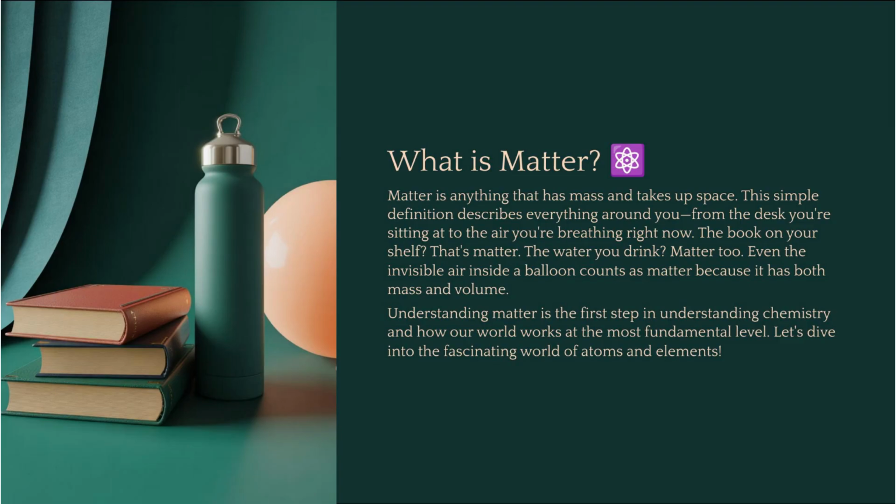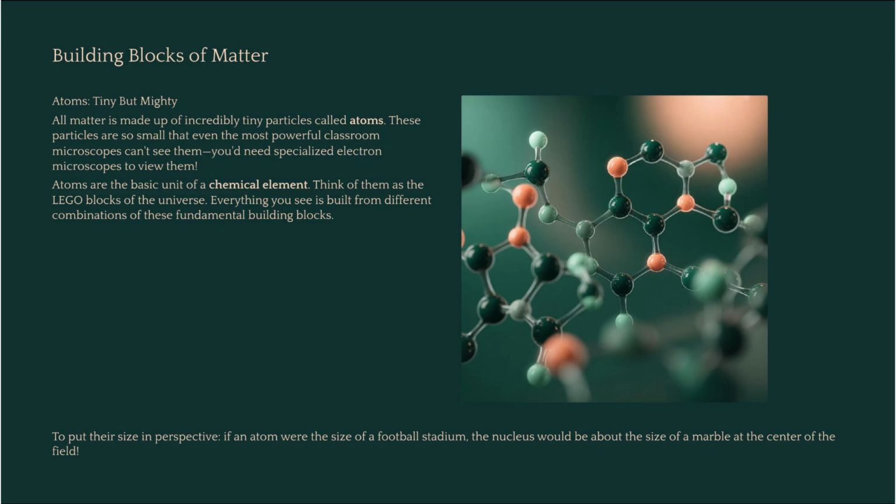And to really understand it, we have to look much, much closer than the naked eye can see. So if everything is matter, what is matter made of? Imagine breaking something down into the smallest possible piece that still is that thing. That's essentially what an atom is. Atoms are the absolute basic fundamental units of all matter. They are so tiny, it would take millions of them lined up to equal the thickness of a single strand of your hair. They are the tiny, invisible bricks that build your entire world.